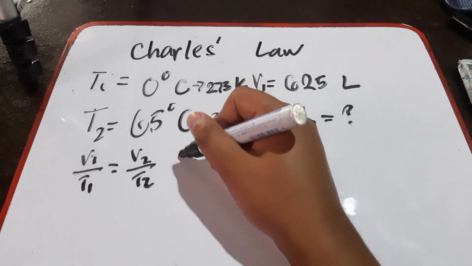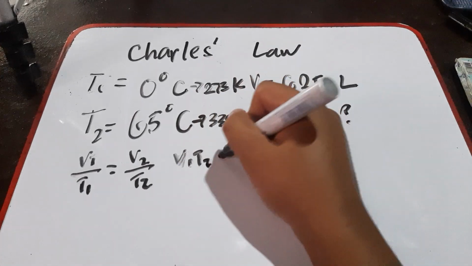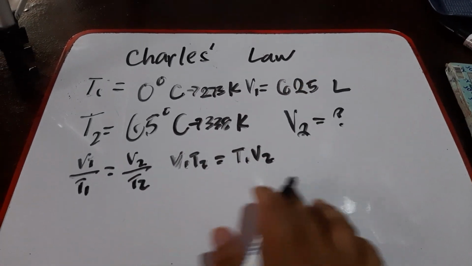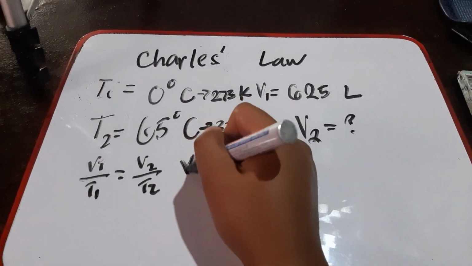Yun yung turo sa atin, diba? But that's the multiplicative inverse. V1, T2 is equals to T1, V2. Now, we have a linear equation. That's what we are very familiar with.